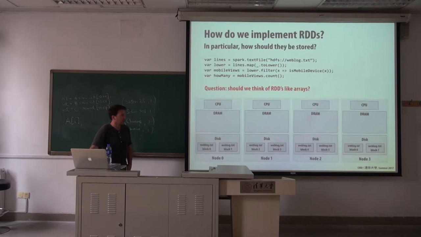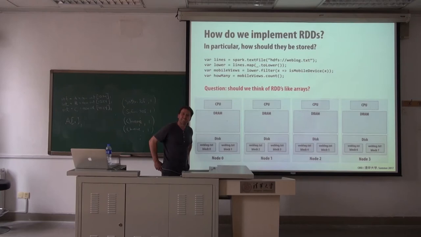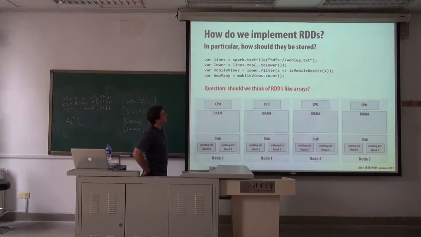Okay, so now let's go back to our four node cluster and think about how we are going to actually implement Spark. So here's that simple Spark program that will read a file from disk to create an RDD, maps a function onto all the elements, which converts them all to lowercase, filters out browsers that aren't mobile, and then counts the results. So I'm asking the question, how many mobile browsers are there visiting my web page?